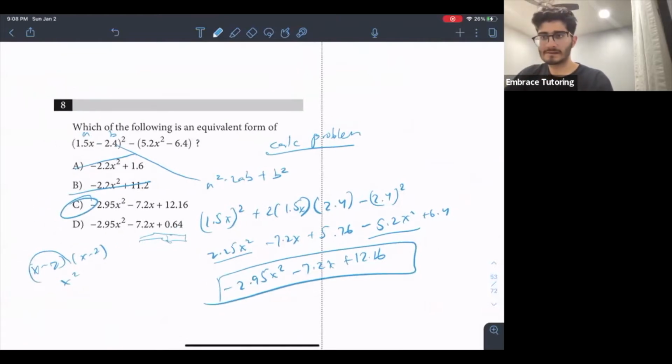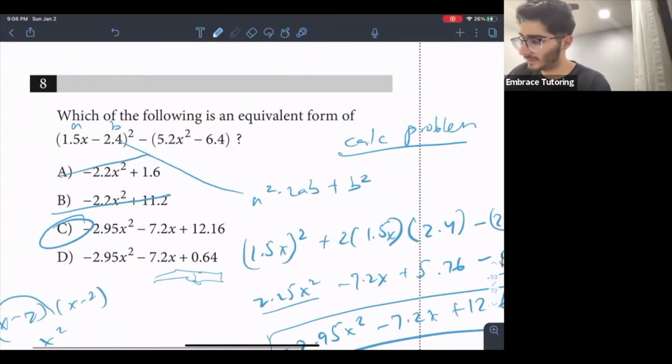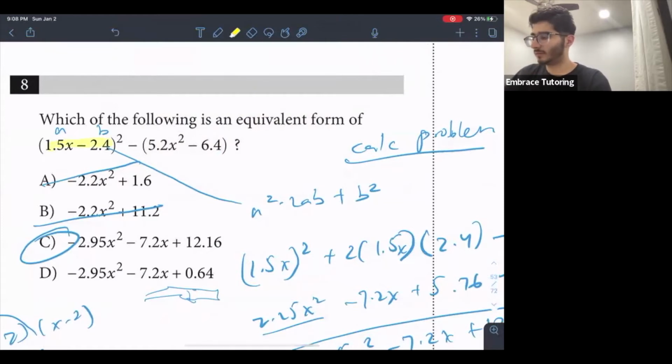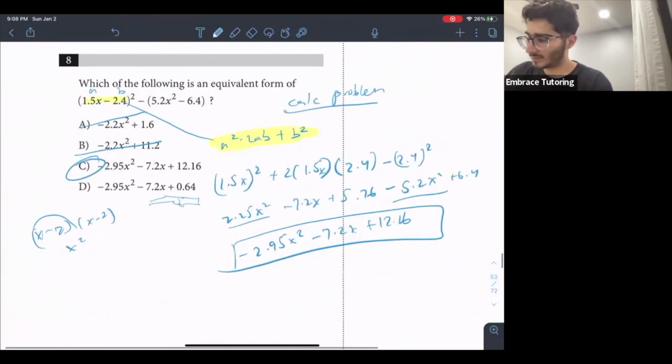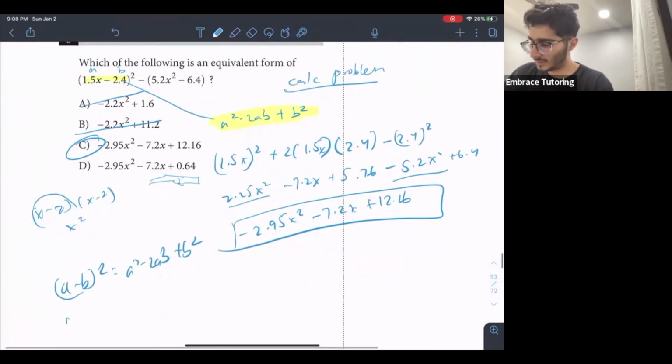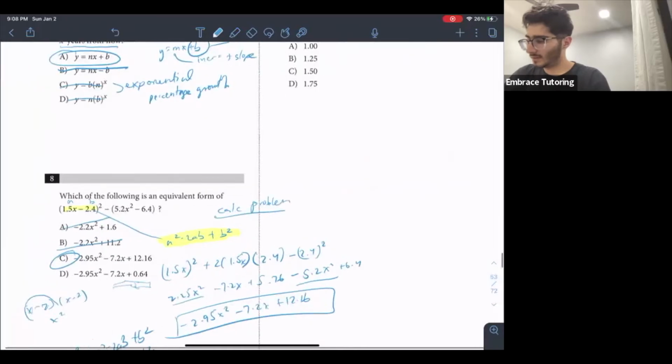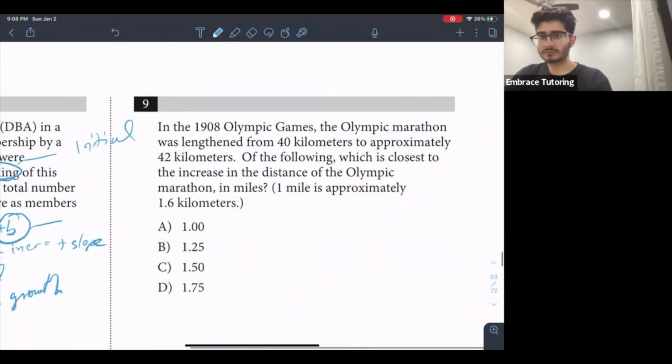Choice C. That's how you do that. Just make sure, don't confuse it like how I did. Just make sure that if it's in this form right here, then it would be this. So a minus b squared gives you a squared minus 2ab plus b squared. A plus b would have to be all positives, would be a squared plus 2ab plus b squared. That's what you have to know for this question. Question 9.